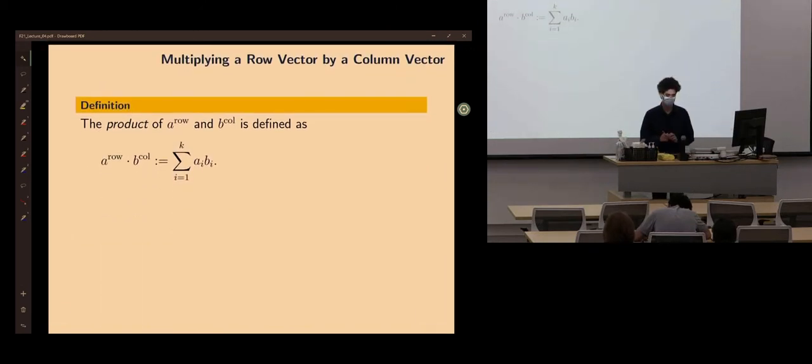Now what we want to do, we want to multiply a row vector by a column vector. And we need to give that a meaning because it's not clear how to do it. So the standard definition in linear algebra is that a product of a row vector by a column vector is this fancy notation that you see here. If you're not familiar with it, I'm going to explain it. It is this, that's how we read it. It's the summation from i to k of multiplying each of the corresponding entries.